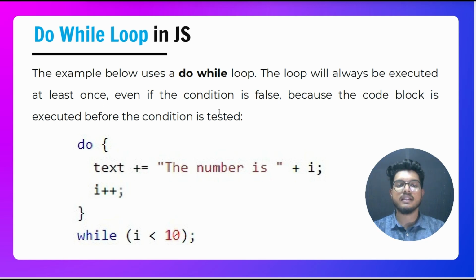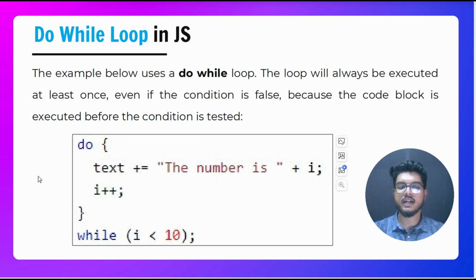The loop will always be executed at least once, even if the condition is false, because the code block is executed before the condition is tested. The condition is tested here, but the code block is written before it. So for the first time, it will definitely get executed, regardless of whether the condition is true or not. If the condition is false here, it will break. If the condition is true, it goes back and executes again. I hope it is clear.